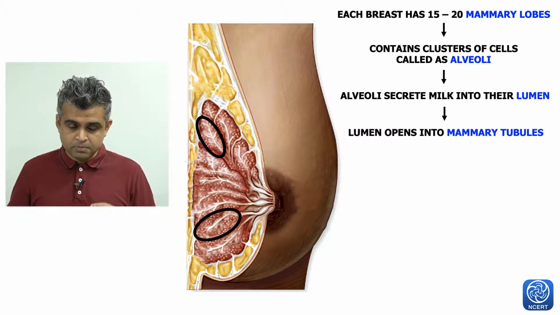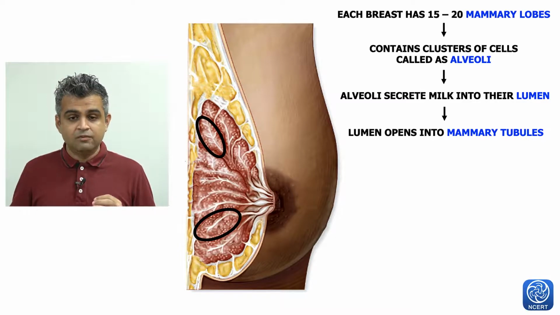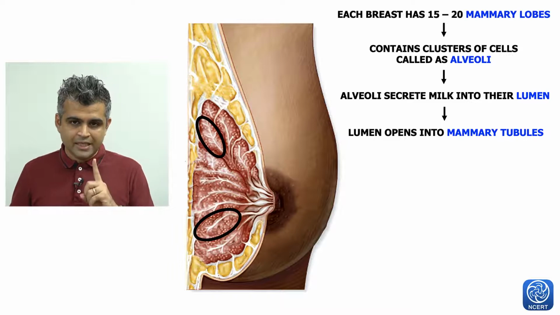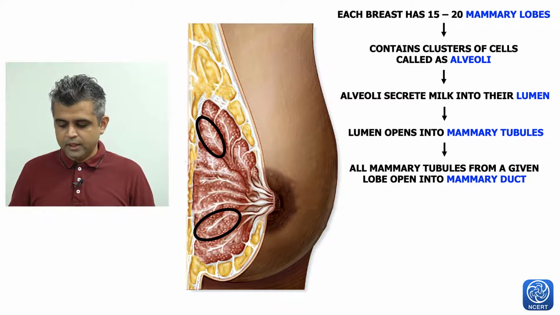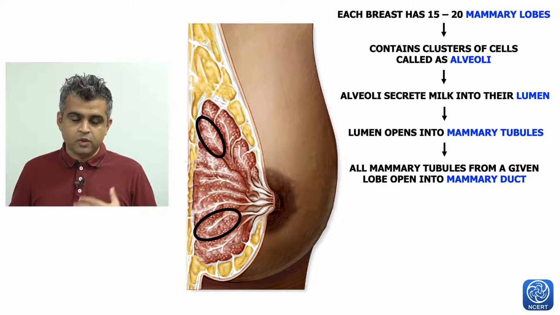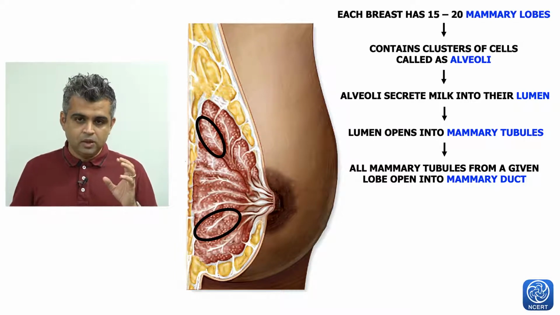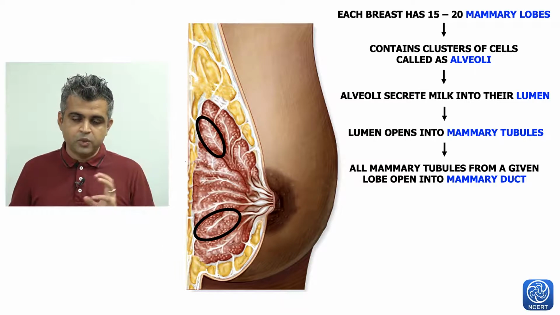From the mammary tubules, many such mammary tubules from many alveoli in a given mammary lobe will open into a single mammary duct for each lobe. So all mammary tubules from a given lobe open into a mammary duct. If a question is asked to you, how many mammary ducts are found in each breast? The answer is, as many mammary lobes, that many mammary ducts. So 15 to 20 mammary lobes, then 15 to 20 mammary ducts.